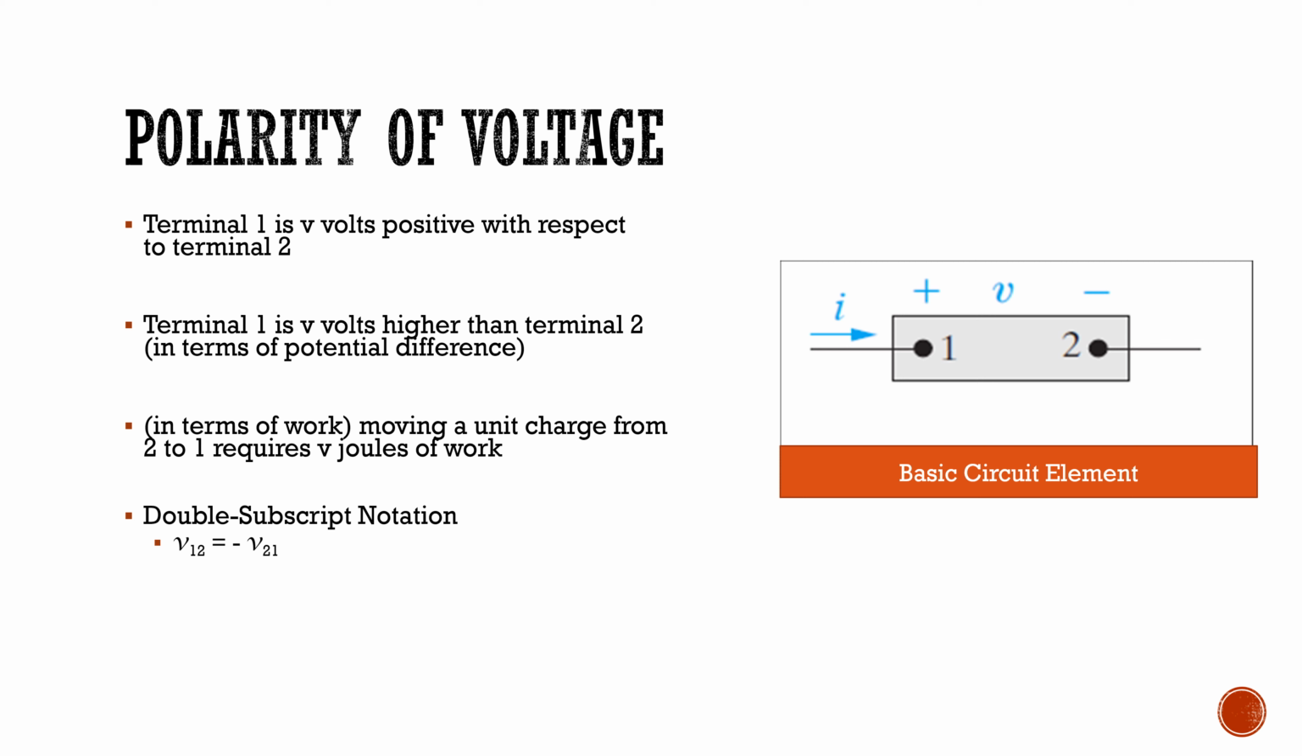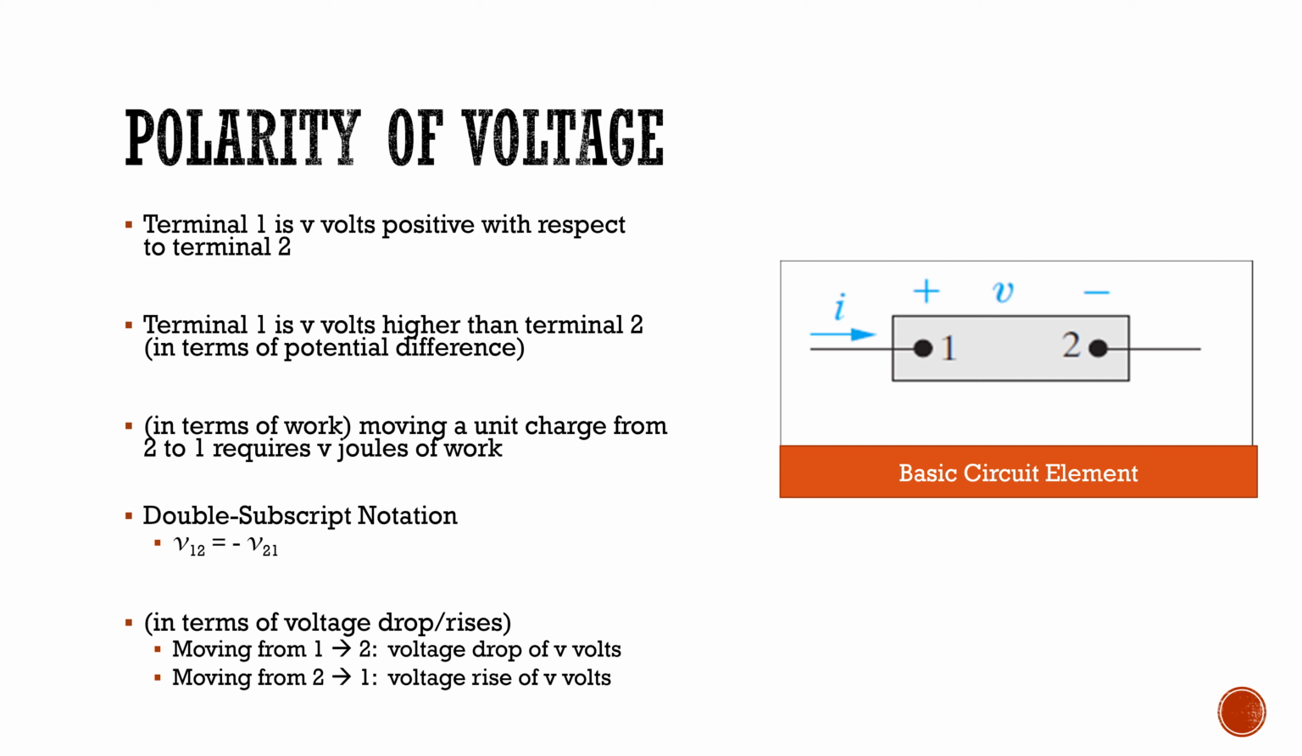We may also use a double subscript notation, V12, to denote the potential of point 1 with respect to point 2. In this case, we have, in general, V12 is equal to minus V21. So if V12 is 5 volts, then V21 would be minus 5 volts.